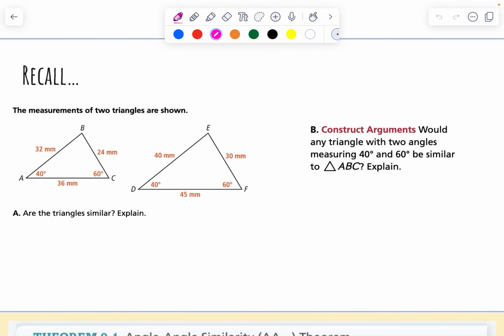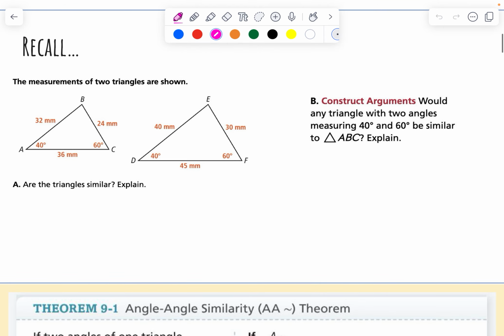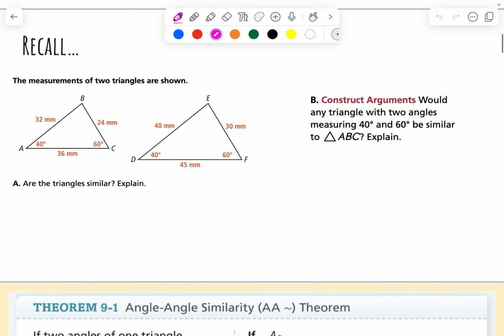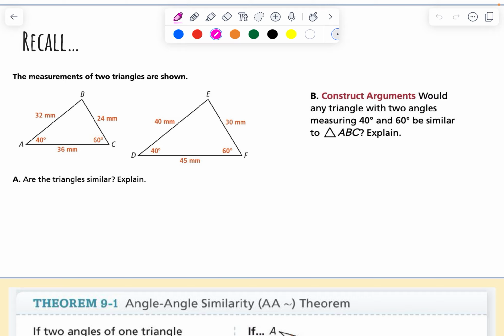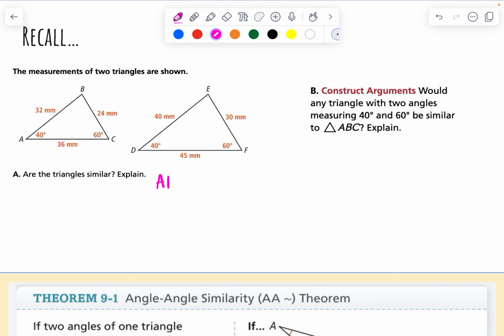So recall, earlier in this unit, to show that these two triangles were similar, we had to show that the sides were proportional. So that means we had to show that side AB over side DE was equal to side BC over side EF and side AC over side DF.